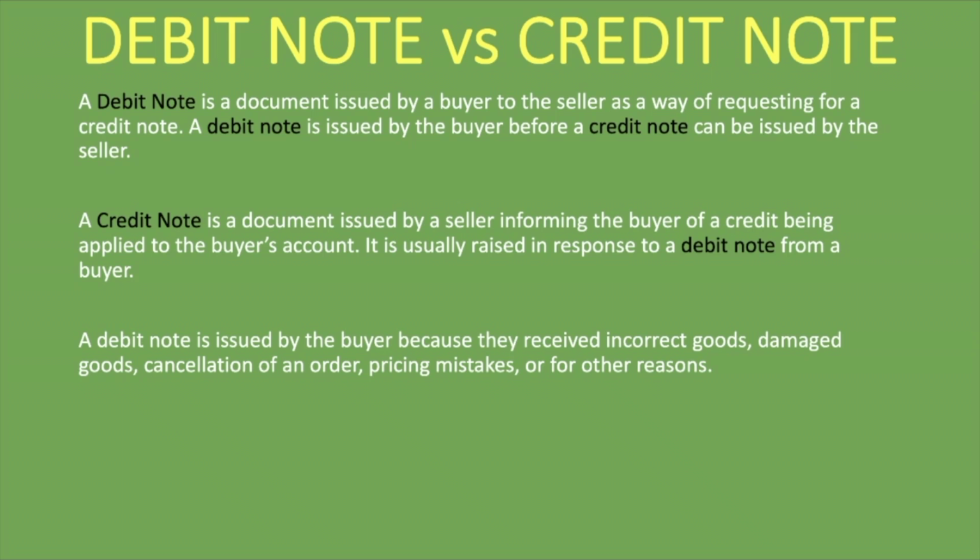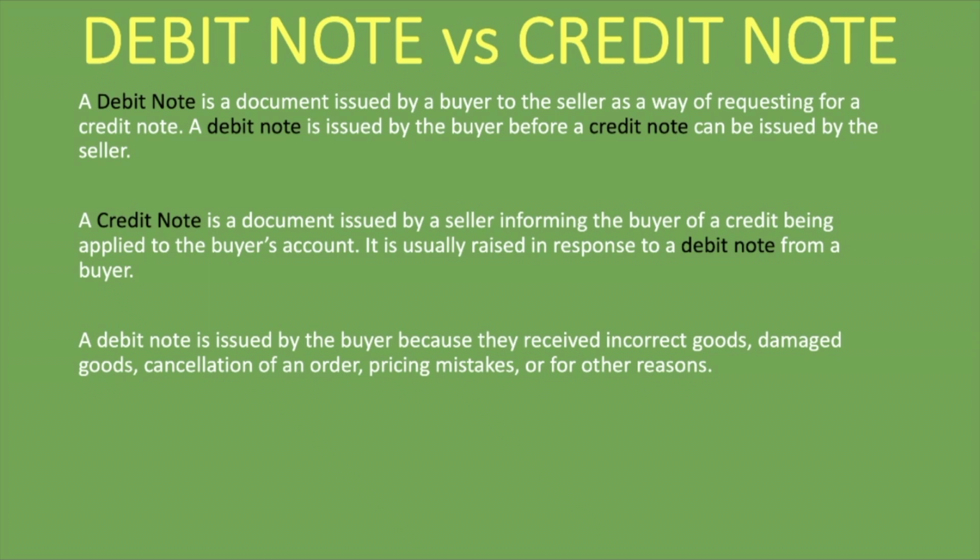All right. Another one is pricing mistakes. If the seller has charged the wrong price to the buyer on the invoice, then the buyer would create a debit note to say, listen, here's a problem, here's the mistake that was made, or for other reasons. All right. So the buyer might have other reasons as to why the debit note is issued to the seller. All right. And obviously the seller will have to acknowledge that and send a credit note.